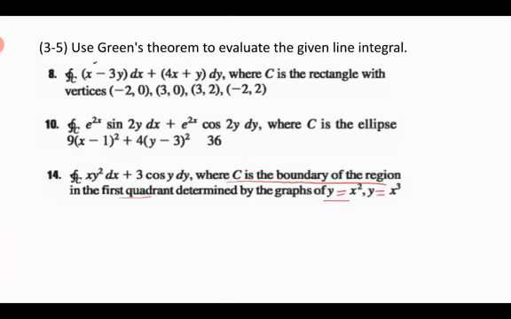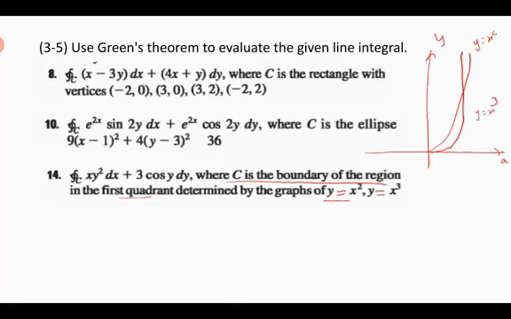It will be looking like this: x-axis, y-axis. Y is equal to x square. And what about y is equal to x cube? It will be above or below? It will be going like this, isn't it? Y is equal to x cube. So this is the area on which we are integrating.